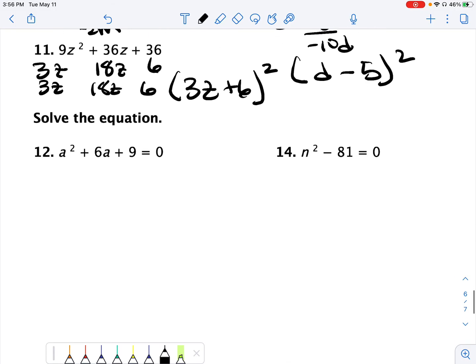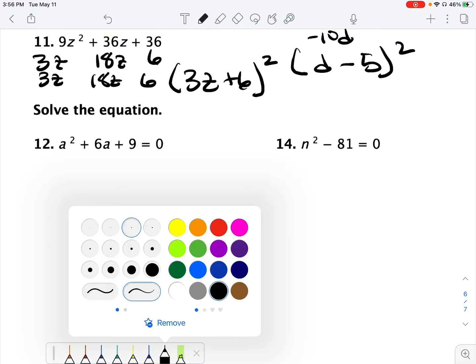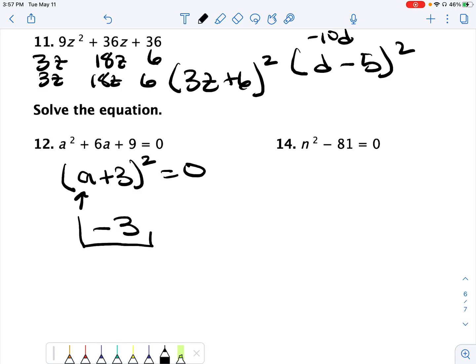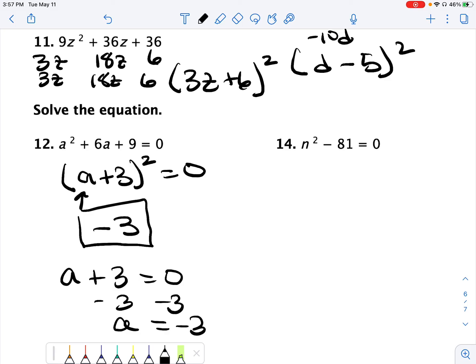Now when we solve equations, that's when we want to look for our zeros. So hopefully you can recognize that as a perfect square trinomial. So it's going to be a plus 3 quantity squared equals 0. Now what number do I need to put here to make that 0? And the answer is going to be negative 3. Or you can do a baby algebra problem. a plus 3 equals 0. Subtract 3 from both sides. a is going to equal negative 3. Same thing.